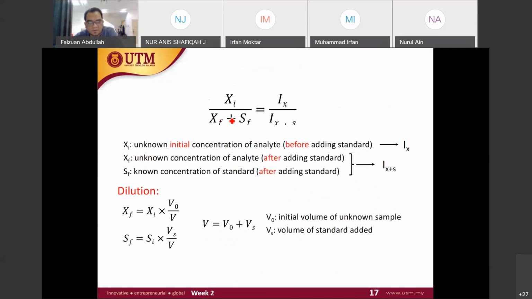Xi divided by Xf plus Sf equal to Ix. What is this? It's not complete, I think this is plus. Xi is the unknown initial concentration of analyte before adding standard. Xf is the unknown concentration of analyte after adding standard, and Sf is the known concentration of standard after adding standard.